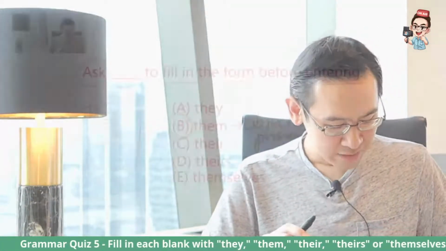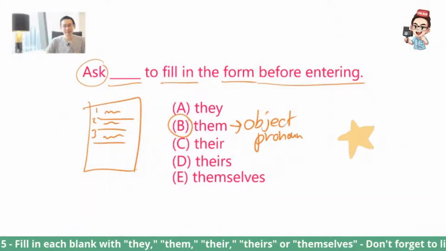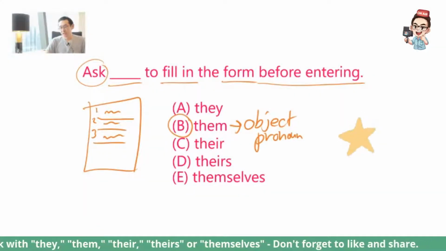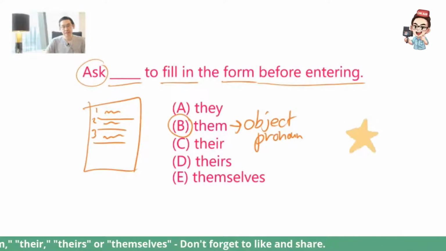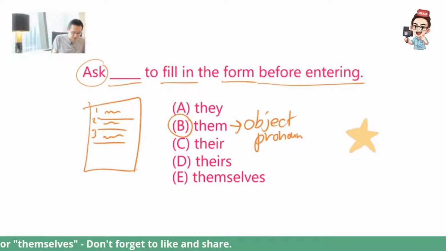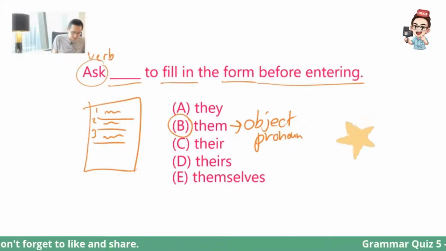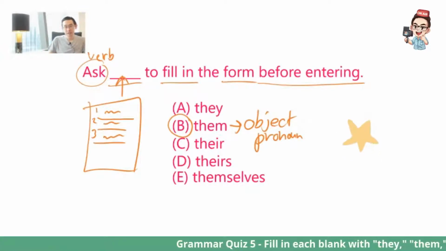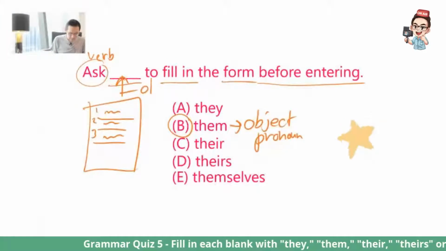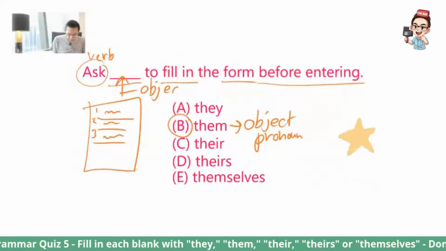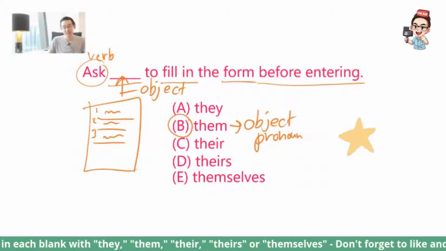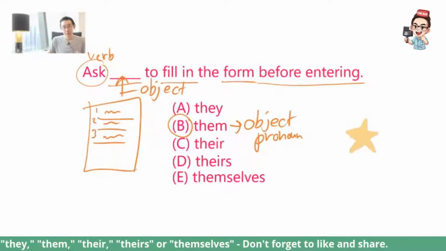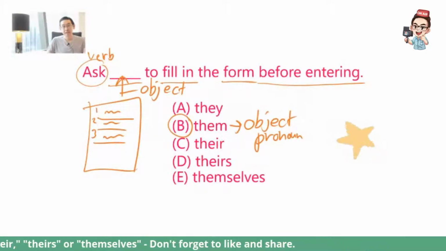All right, here's a sentence. So we use them because them is the object, and we can see that here is a verb. So something that follows a verb is what? The object, okay? It receives the action. So here, this group, them, is being asked. Asked to what? To fill in the form.